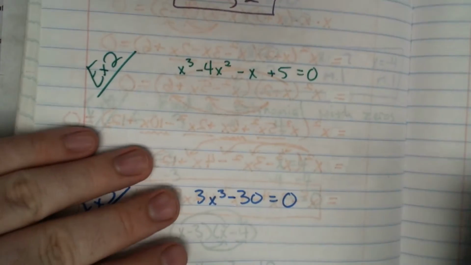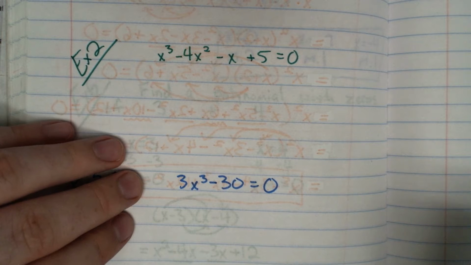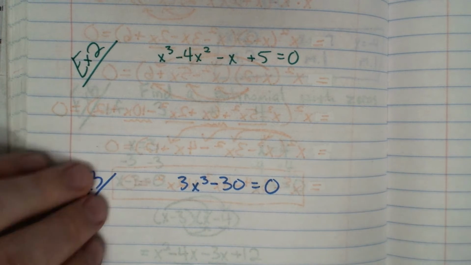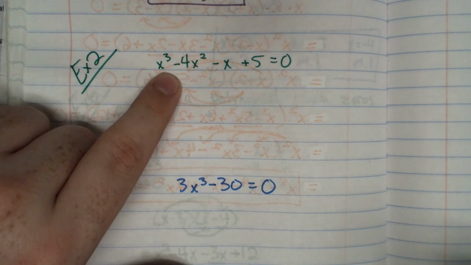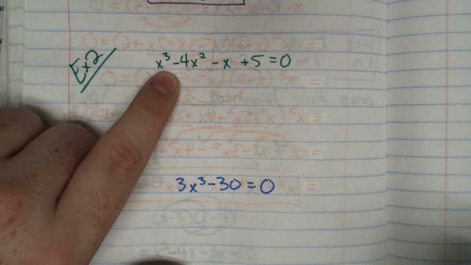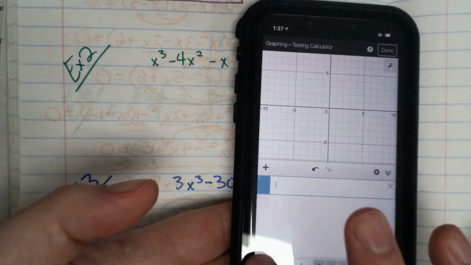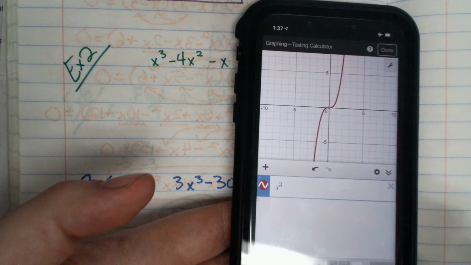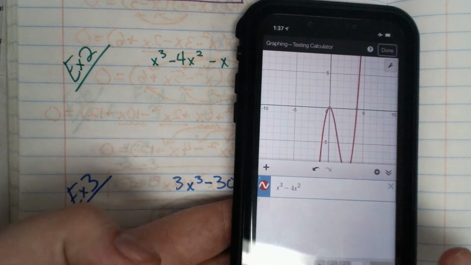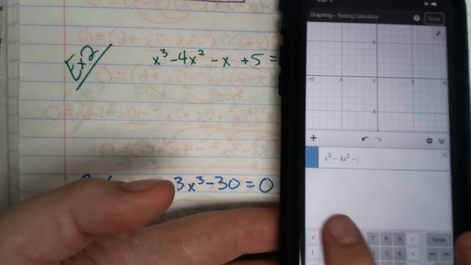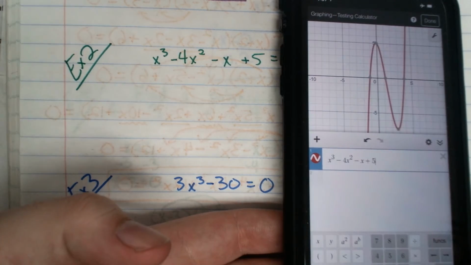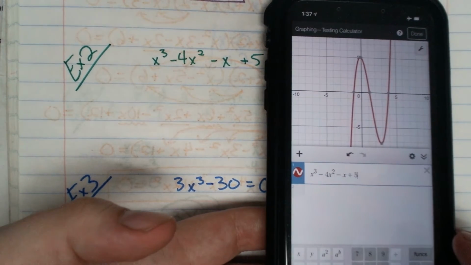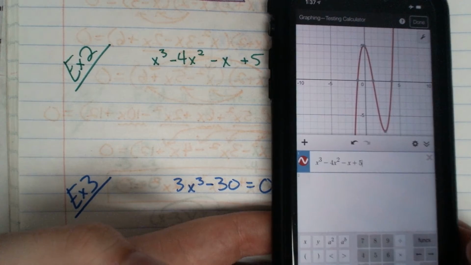So now let's try another one. X cubed minus 4x squared minus x plus 5 equals 0. So this time this is a cubic. So at most we're going to have 3 answers. So we have x cubed minus 4x squared minus x plus 5. So now I do see 3 zeros for this one.